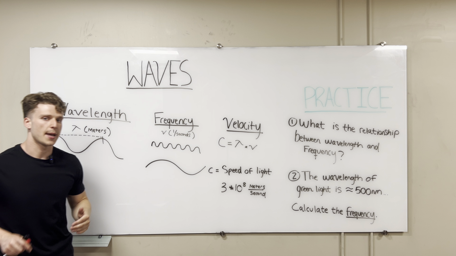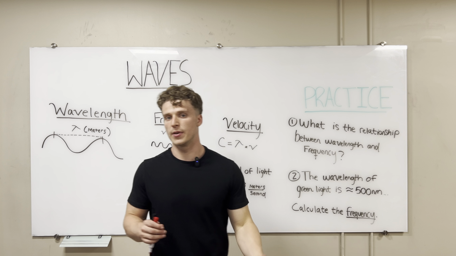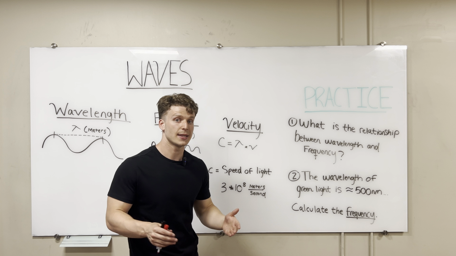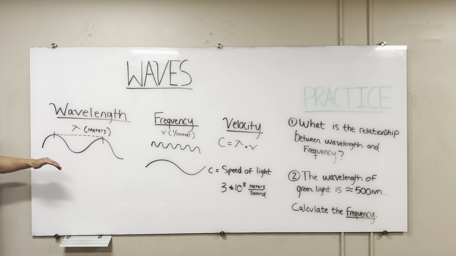In today's video, we're going to be covering the concept of waves. Now, there are many different types of waves on the electromagnetic spectrum, including infrared waves, UV waves, and waves of visible light that we can see with our own eyes. There are some important concepts related to waves that we need to go through.